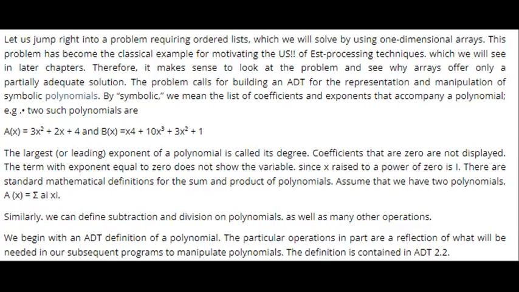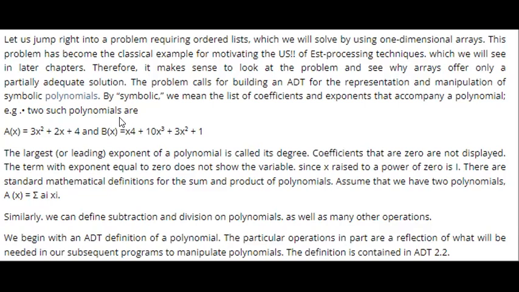Like the degree. The degree of a polynomial is the largest exponent it has. In the first example, it is a square, so the degree is 2, and in the second example, it has a cubic factor, so the degree will be 3. So for different polynomials, the degree depends upon the exponents they have, and coefficients that are 0 are not displayed.